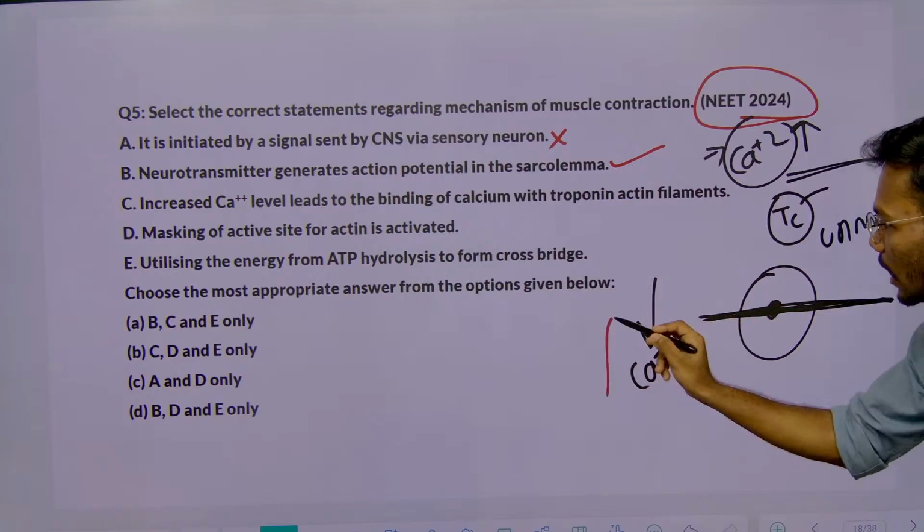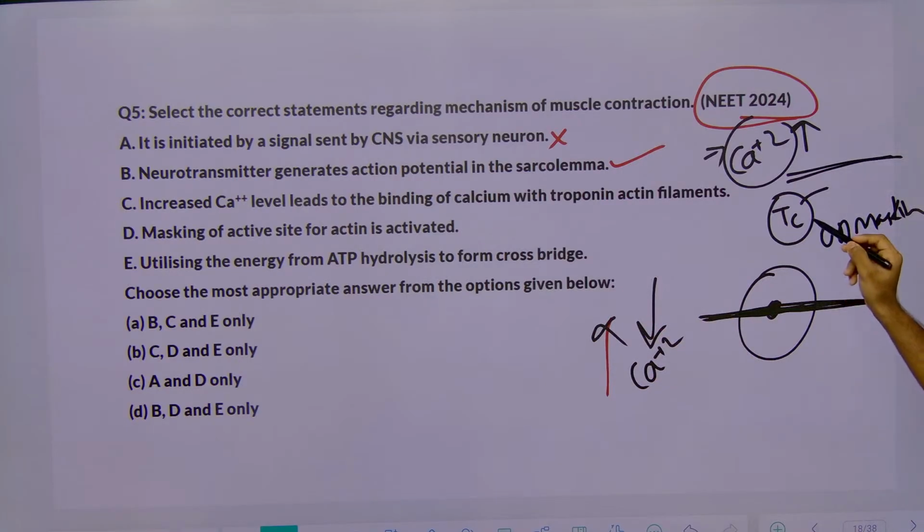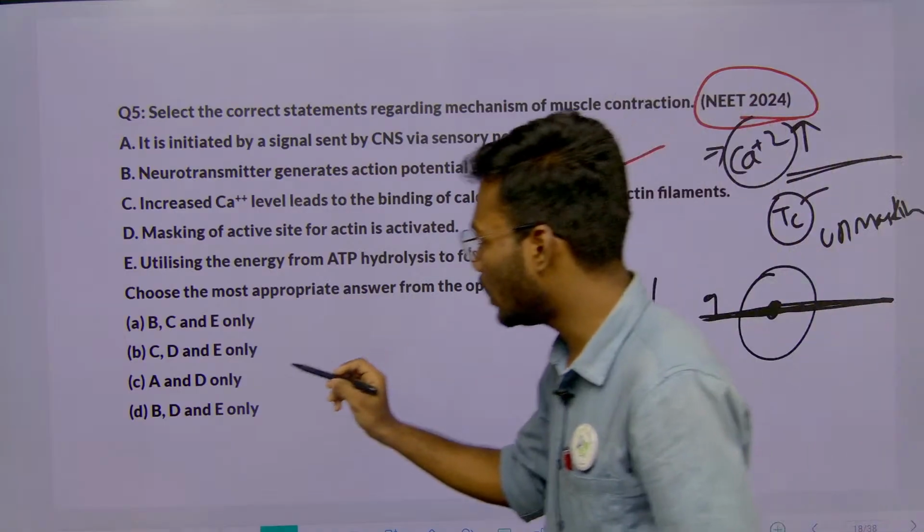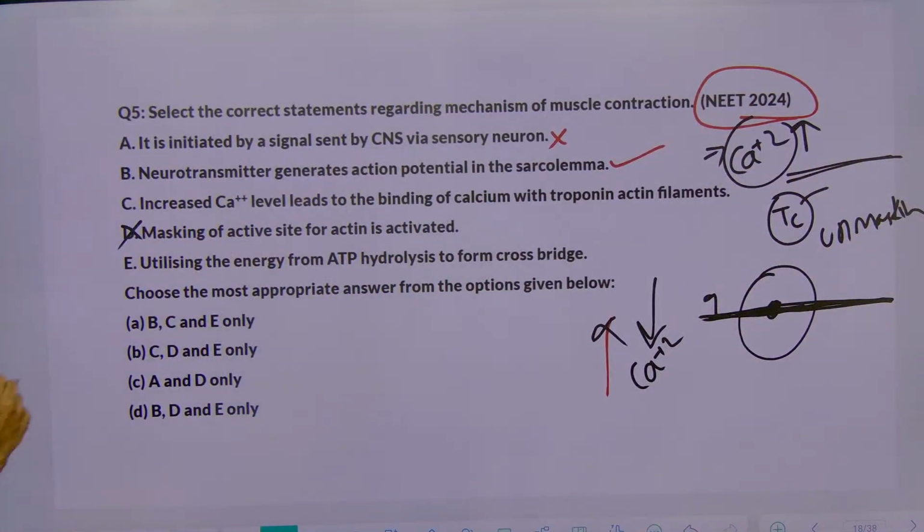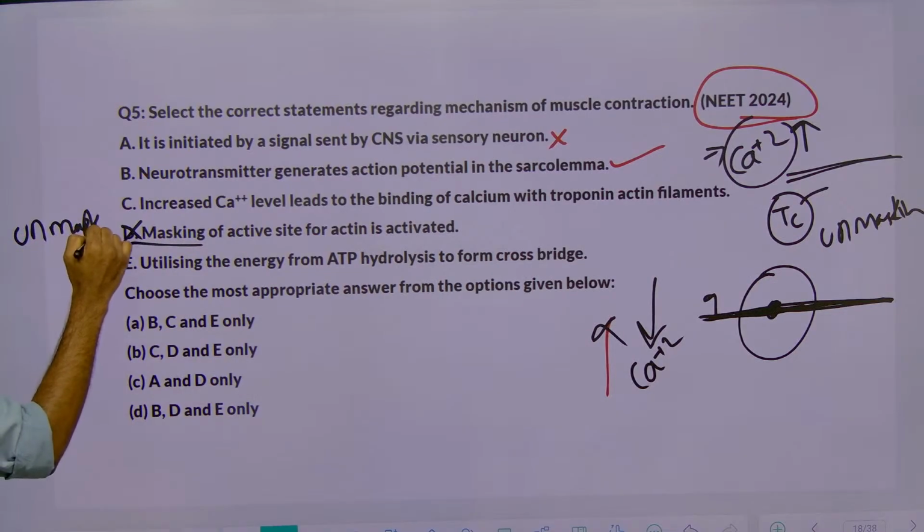When there is a high level of calcium, what happens? Troponin C will be activated, and troponin C will remove this tropomyosin from this active site. So here this D statement is a wrong statement. This is not masking, it is unmasking. Understand? From the little concept of muscle contraction only, they will ask the statements.